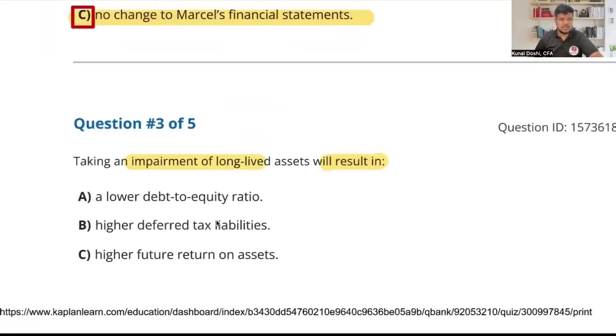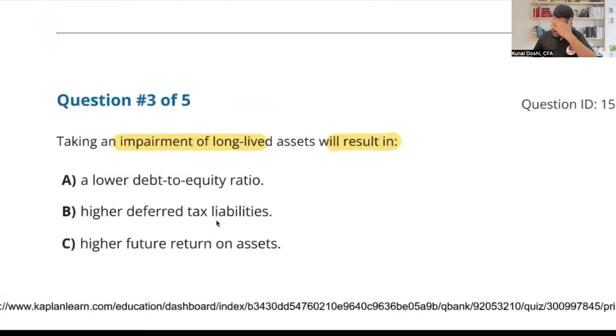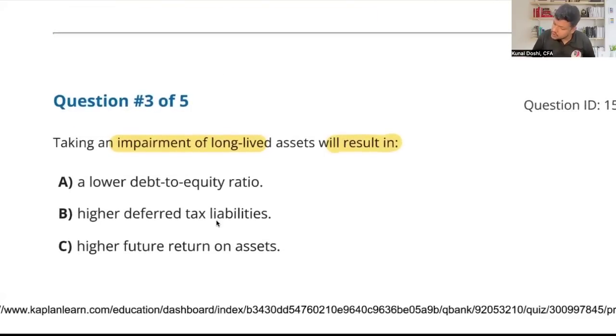Taking an impairment of a long-lived asset will result in what? What is the effect of impairment, guys? Impairment is a loss. Okay, so what is the effect? Lower debt to equity ratio. See, impairment is a loss. So what happens to the debt to equity ratio? Loss means your equity goes down. So your debt to equity ratio actually increases. So that's wrong. Higher DTL, higher deferred tax liability? No, there's no effect on DTL.